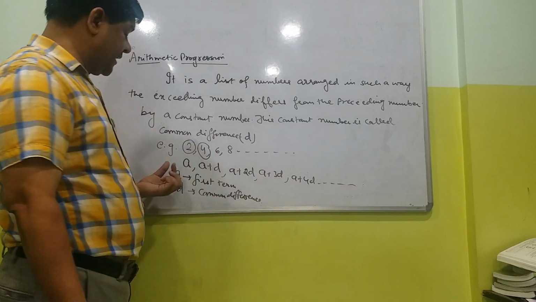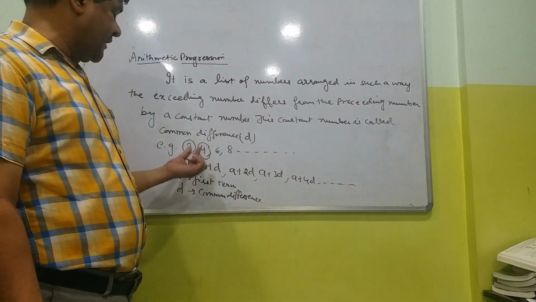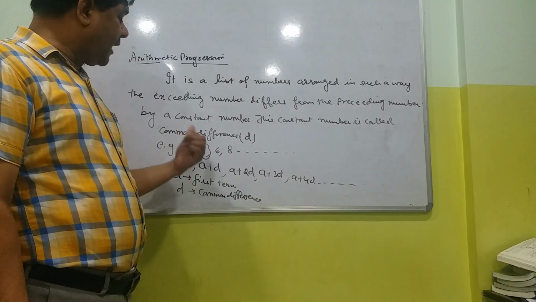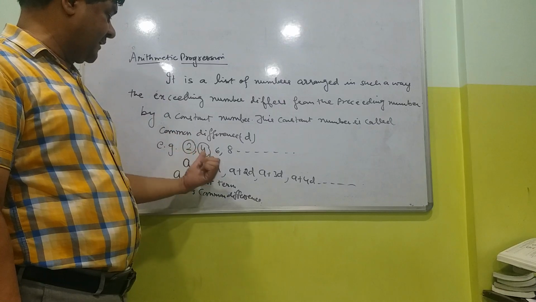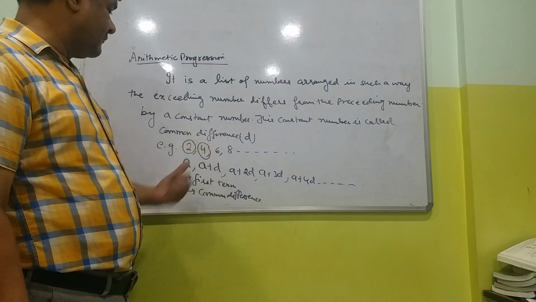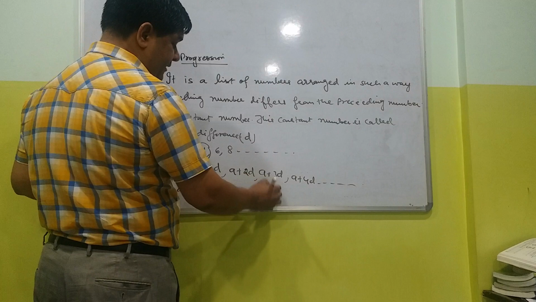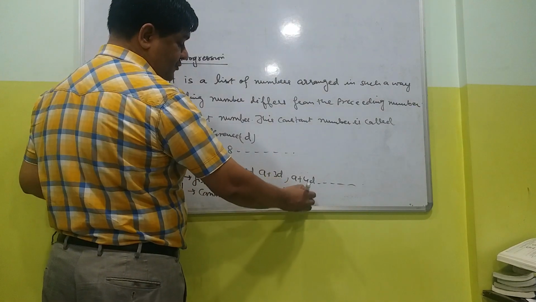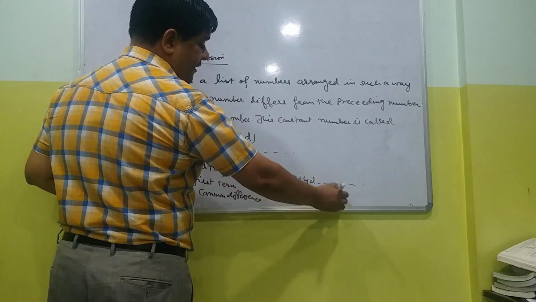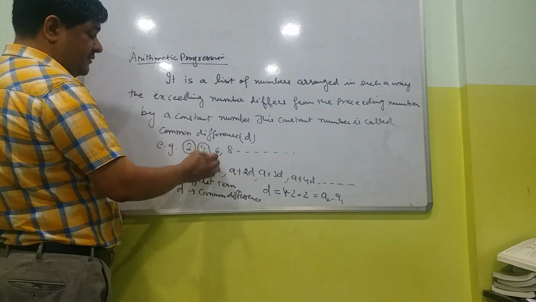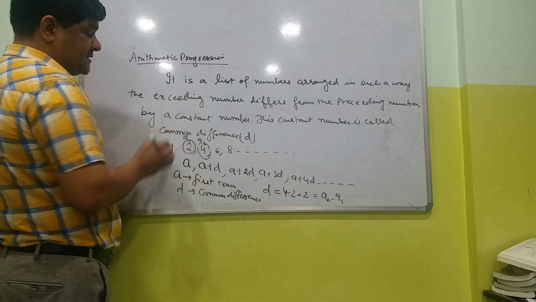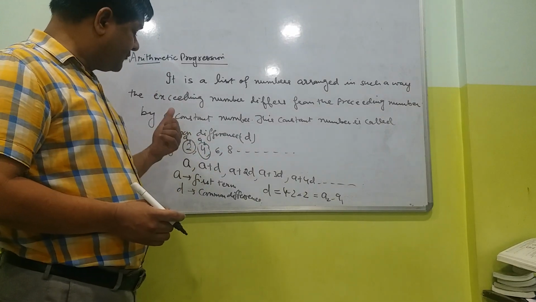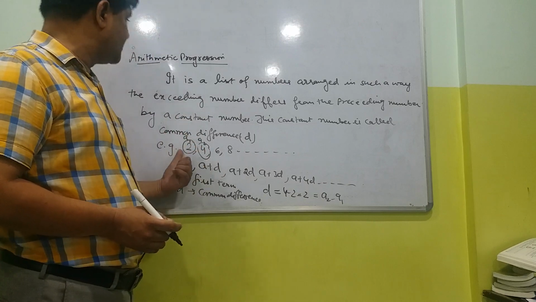Always keep in mind that D is always obtained by subtracting the exceeding term from the preceding term. बाद वाली term में से पहली वाली term minus करके D obtain करना, right? So जैसे D आ जाएगा A2 minus A1, तो यहाँ पे आ गया 4 minus 2, that is 2. A2 minus A1, बाद वाली टर्म में से पहली वाली टर्म माइनस करनी, कभी पहली वाली में से बाद वाली नहीं करनी.